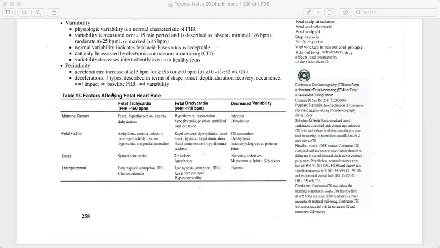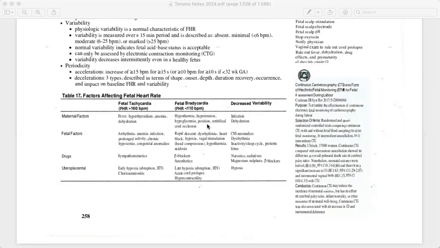Now coming to the factors affecting the fetal heart rate. What are the maternal factors that can lead toward tachycardia? They are the same as in normal individuals: fever, anemia, hyperthyroidism, dehydration. In the fetus, arrhythmias, anemia, infection. So infection and anemia are among the things that can lead toward tachycardia. Drugs are sympathomimetic, and uteroplacental causes are hypoxia or chorioamnionitis, where the blood supply is decreased.